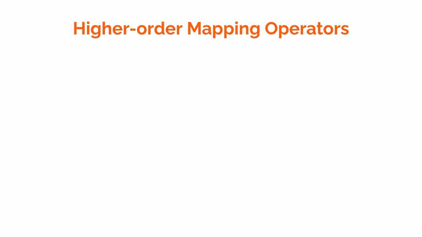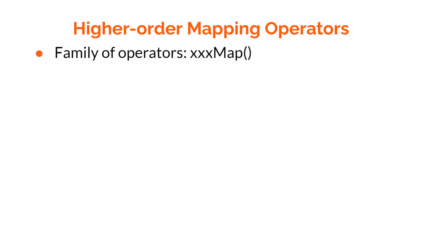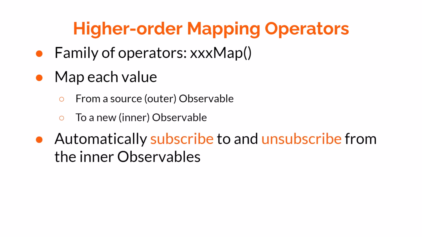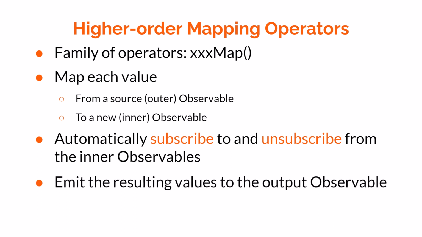Higher order mapping operators are a family of operators that ends in map. What they do is they map each value from a source or that outer observable to a new inner observable. But one of the key attributes of higher order mapping operators is that they automatically subscribe and unsubscribe from your inner observable for you so that you don't have to worry about it or mess with it. They then emit their resulting values to the output observable, and you get the binding that you're expecting to have.